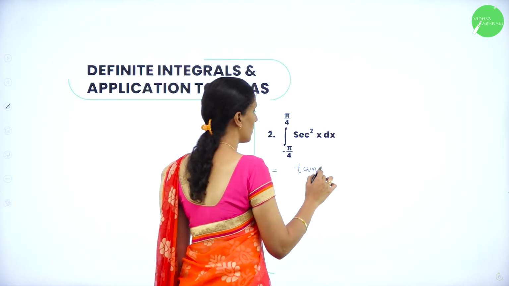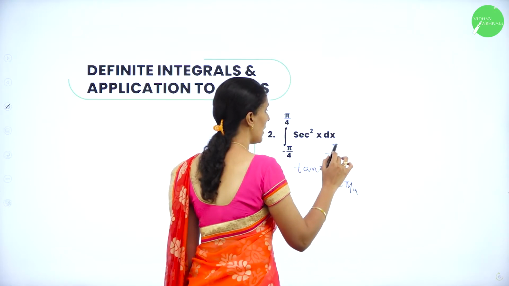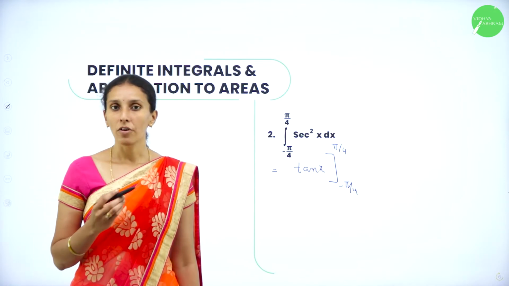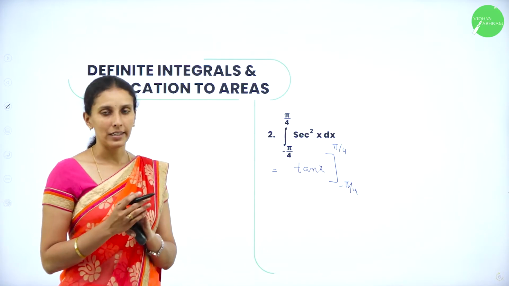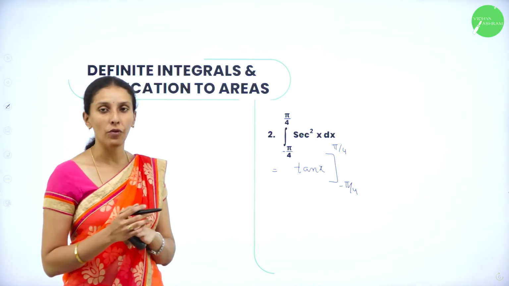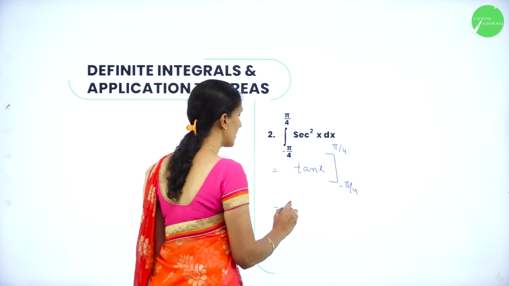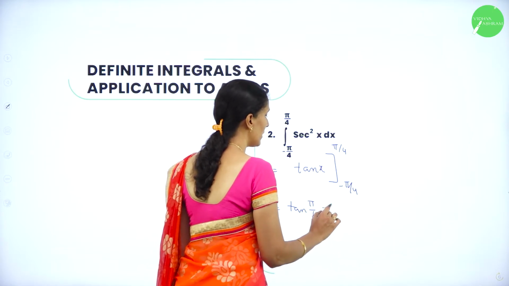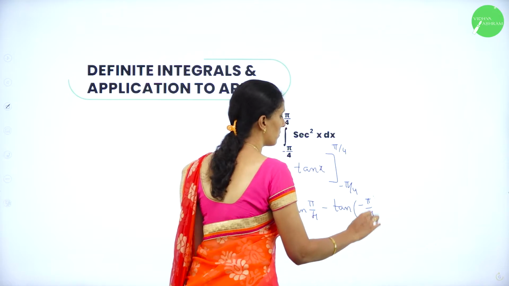So tan x from minus pi by 4 to plus pi by 4. Here you may ask why we are not writing an integral constant. Since this is a definite integral, we can put the values for x. So let's put the upper limit first, tan pi by 4, and the lower limit second, tan minus pi by 4.